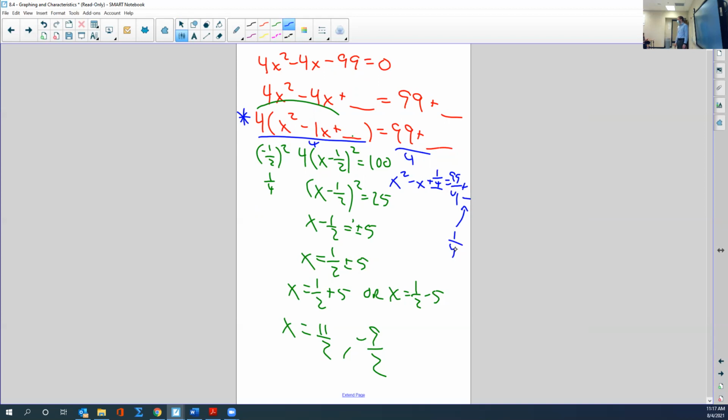Yeah, number 2 with the mixed fraction? No, you want to leave everything as an improper fraction. Reduced improper fraction is what we're looking for. No decimals, no mixed numbers. Good question. Other questions on that page?